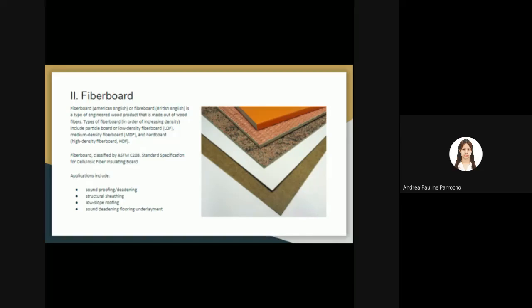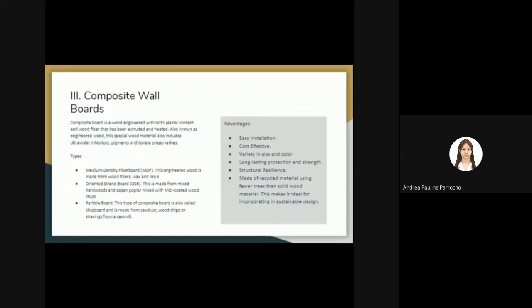So the applications of this fiberboard include soundproofing or sound deadening, structural sheeting, low slope roofing, and, as mentioned before, sound deadening, but this time for flooring. It is also used in the automotive industry to create free-form shapes such as dashboards, rear parcel shelves, and indoor door shelves. Next, please.